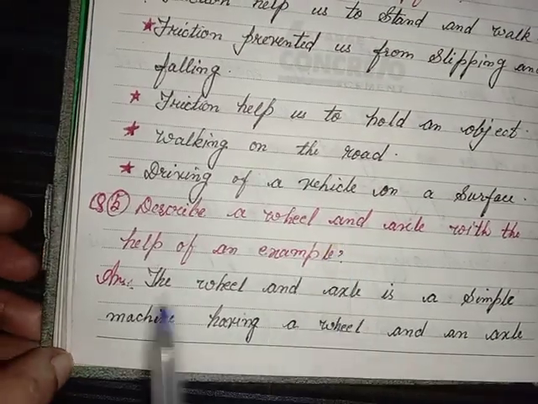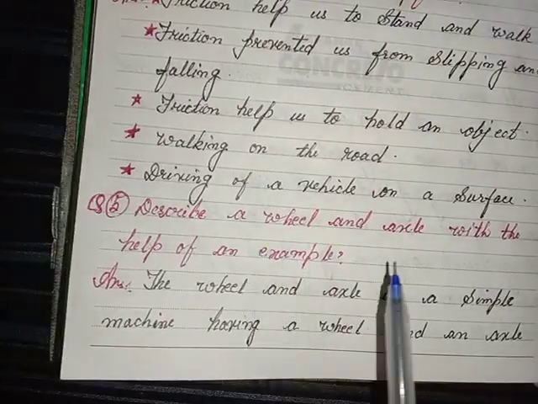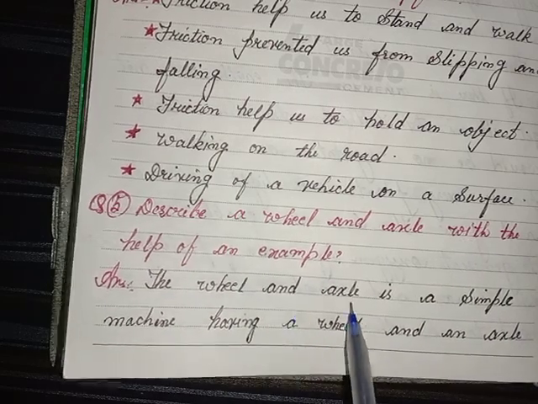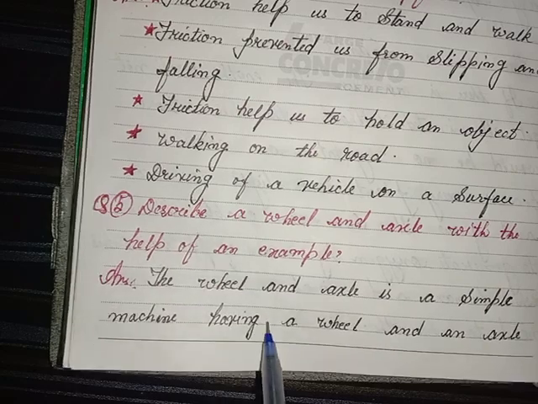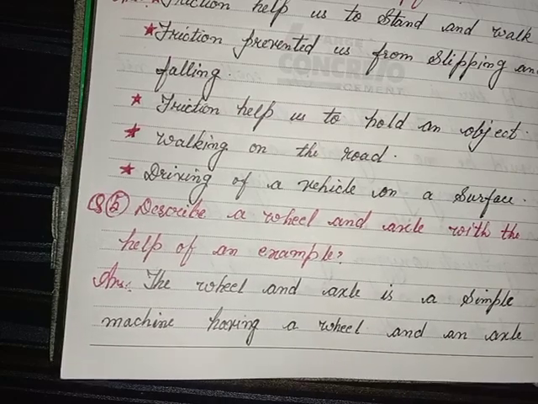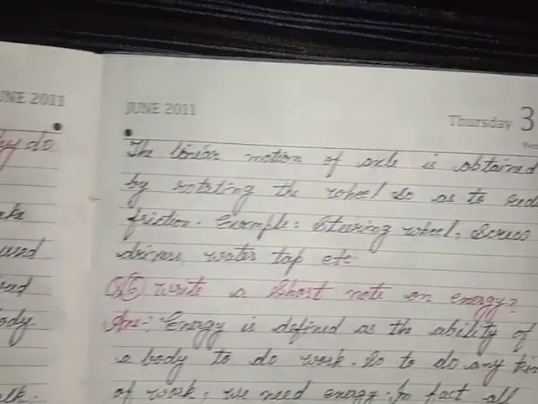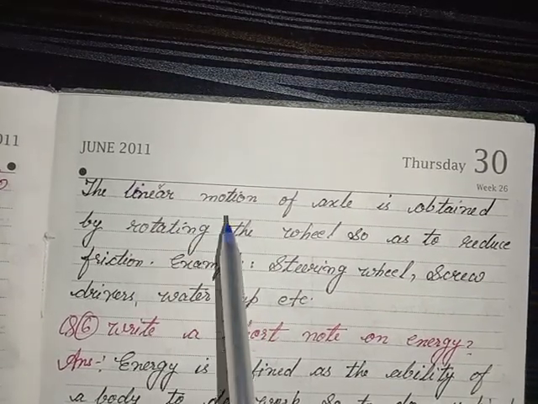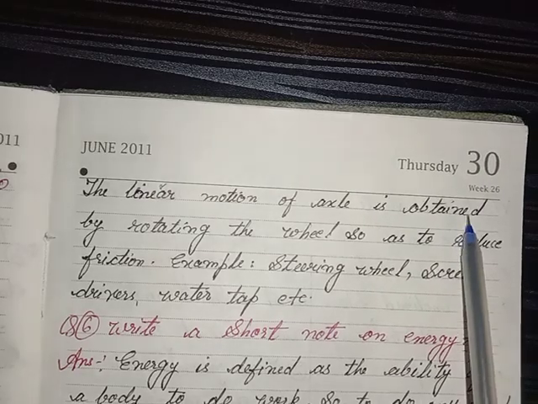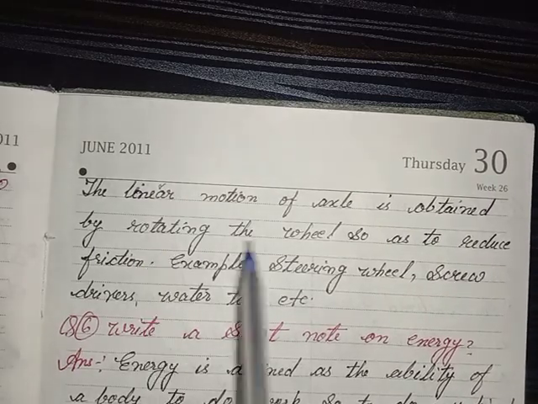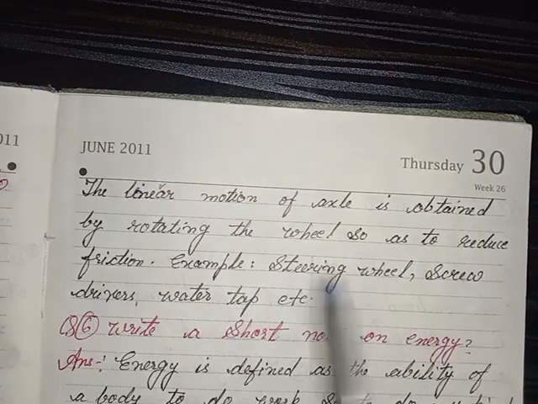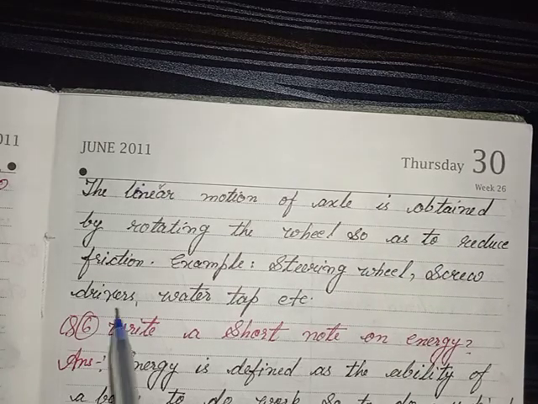Question 5. Describe a wheel and axle with the help of an example. Answer: The wheel and axle is a simple machine having a wheel and an axle. The linear motion of the axle is obtained by rotating the wheel so as to reduce friction. Examples: steering wheel, screwdriver, water tap, etc.